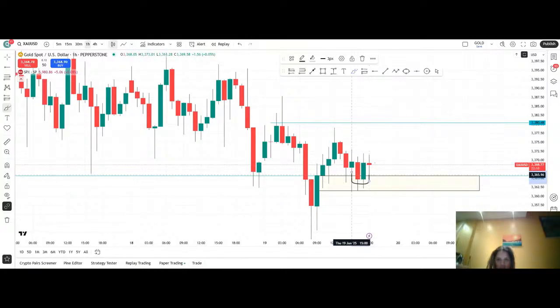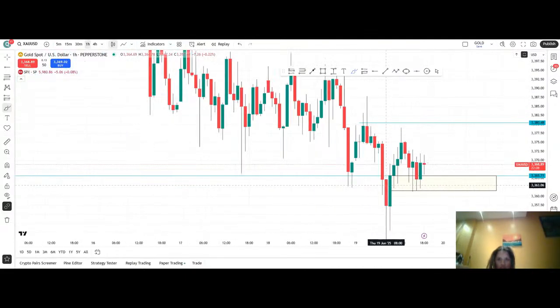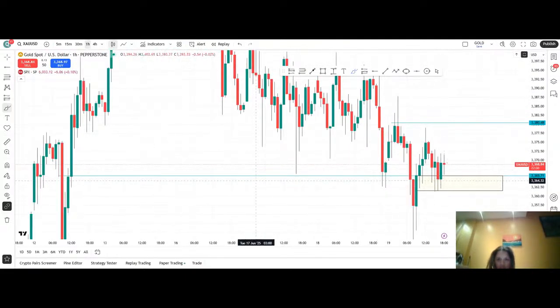These two Marubozu candles, strong indication of bullish momentum, and it's at a key level, right?